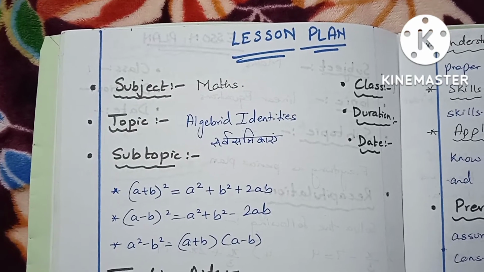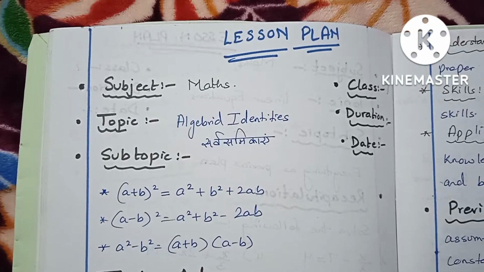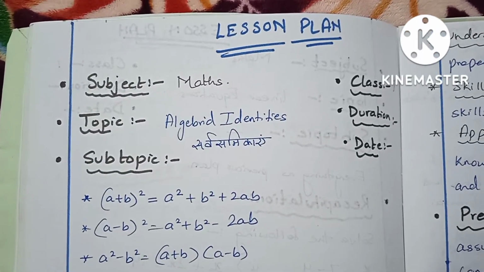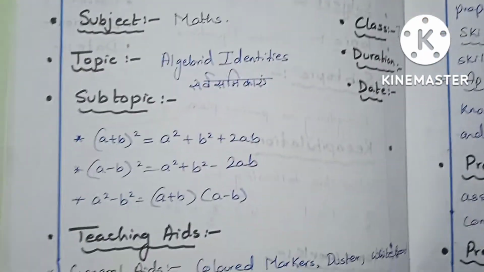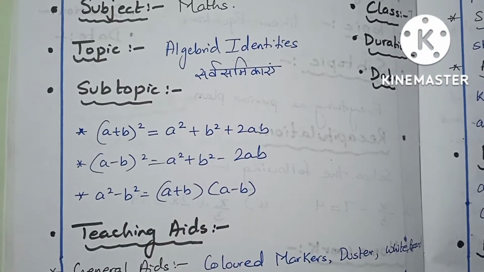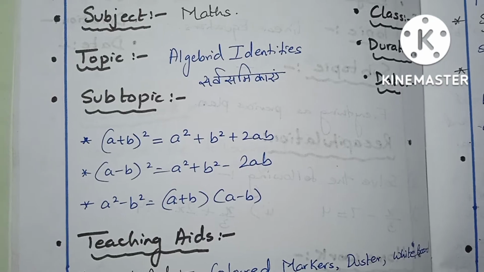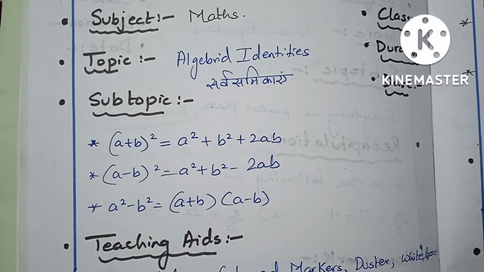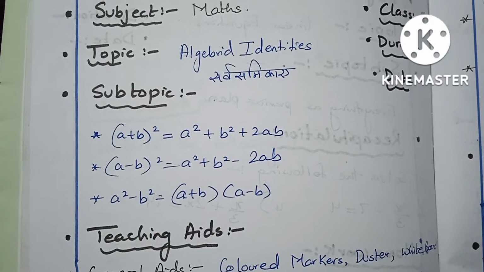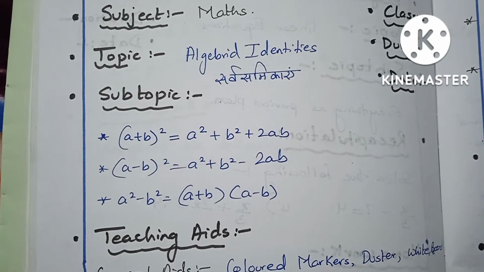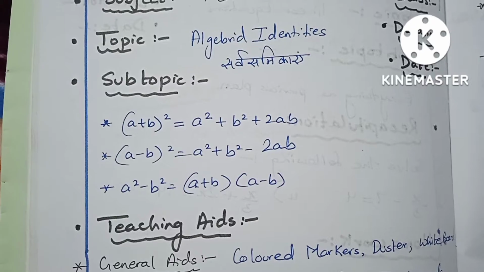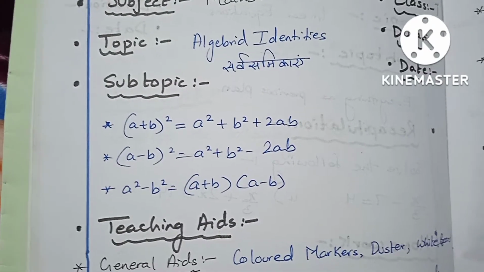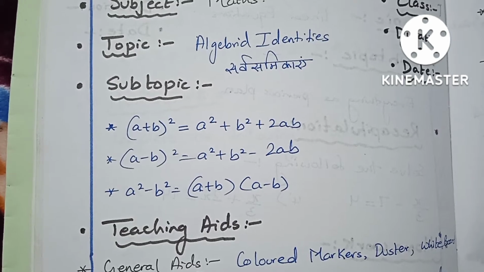U.P.S Kusumbhi, Unnao, and today I am going to present a lesson plan on algebraic identities. This is basically for class 7th. The subtopics over here are the formulas (a + b)² = a² + b² + 2ab, (a − b)² = a² + b² − 2ab, and the third formula a² − b² = (a + b)(a − b).